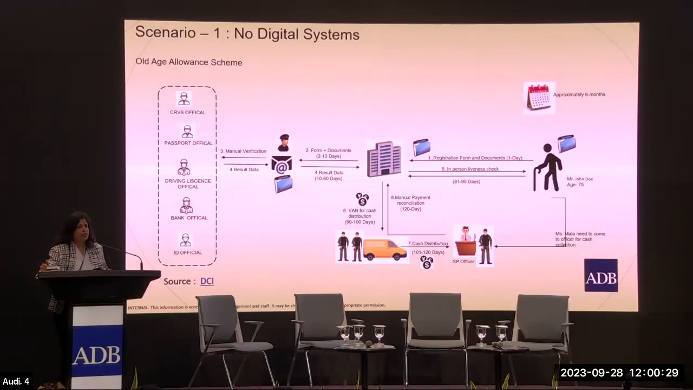If you have no digital systems, imagine a country 50 or 100 years back, with no digital systems, and you want to provide social protection. Imagine an old person, John Doe, wanting to get an old age allowance. He has to physically go to a social program office and register his application. This application, with all attached evidence documents, will travel to the respective offices through snail mail, courier, or somebody taking it on a scooter. And it takes a lot of time before you get a response that this person is genuine, that he is really a senior citizen, an old person.